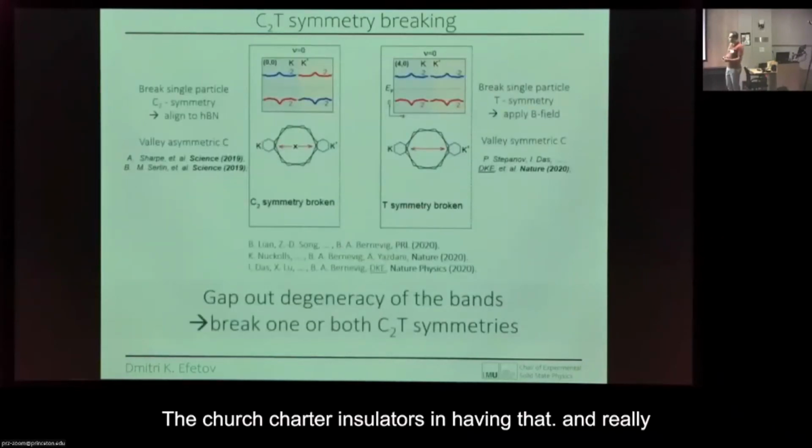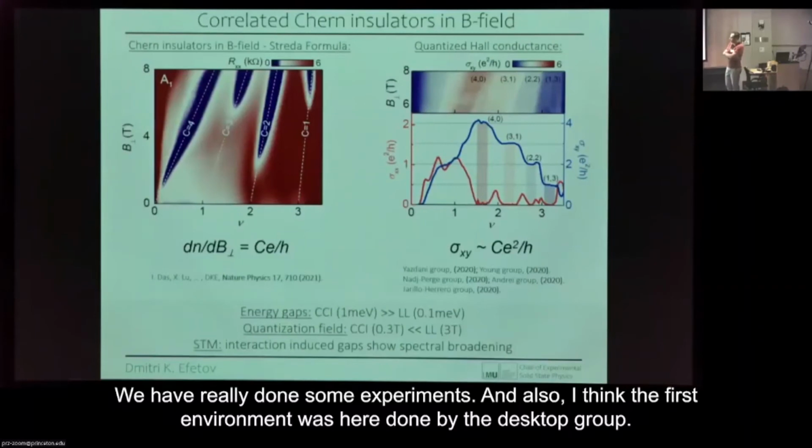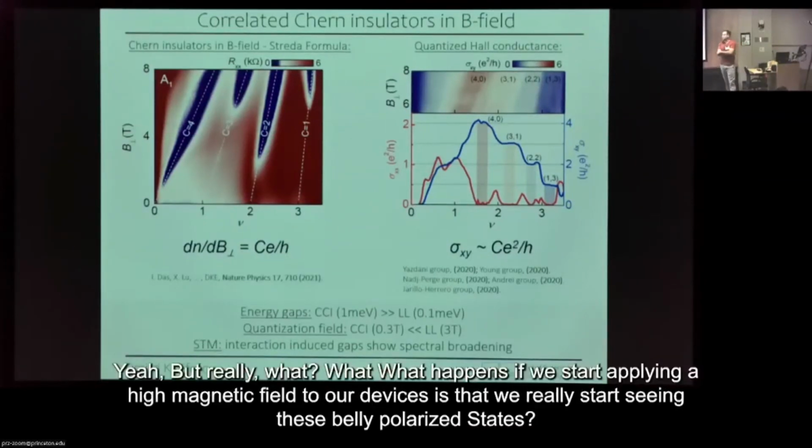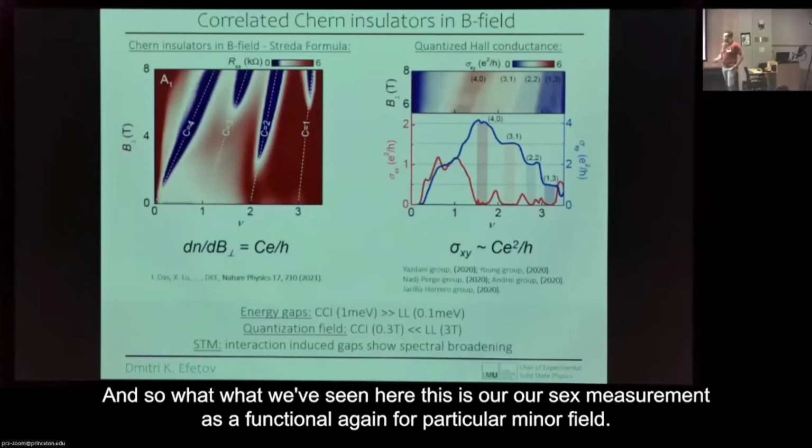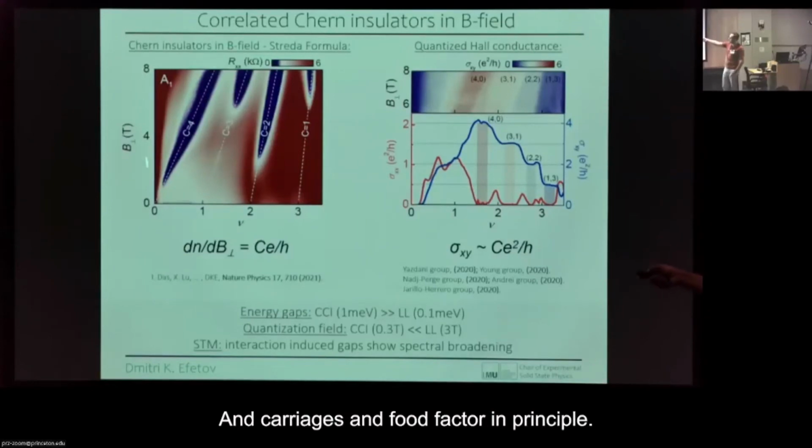And we have really done some experiments, and I think the first experiment was done by the Yazdani group by STM. What happens if we start applying a high magnetic field to our devices is that we start seeing these valley polarized states, in other words, the breaking of these Chern insulators into these valley polarized states. What we've seen here is our Rxx measurement as a function of, again, perpendicular magnetic field and carrier density and filling factor.